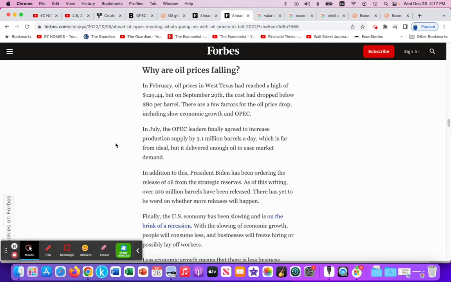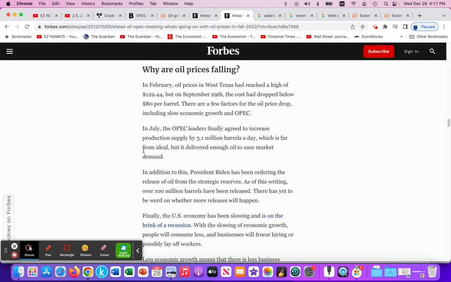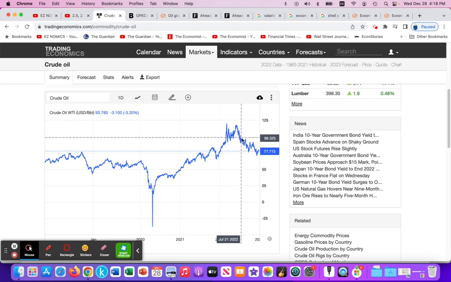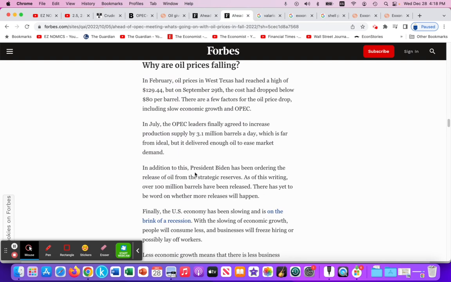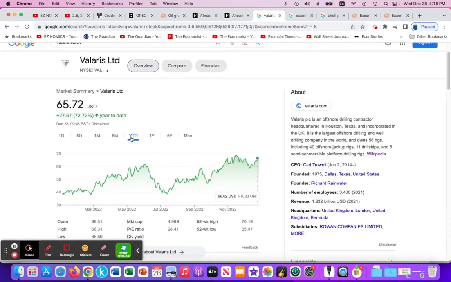And in that list here, we can see why are oil prices falling. One dominant reason is right here. In July, OPEC leaders finally agreed to increase their production supply by 3.1 million barrels. So that will be a dominant reason, that increase in supply from June to July. We see it's falling. So OPEC had an impact there. And then here it also says that President Biden released oil from the strategic reserves, again, increasing the global supply and reducing price.